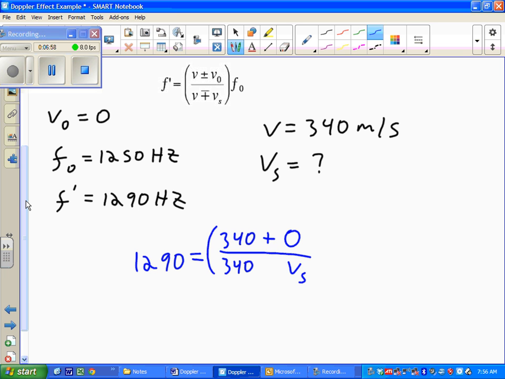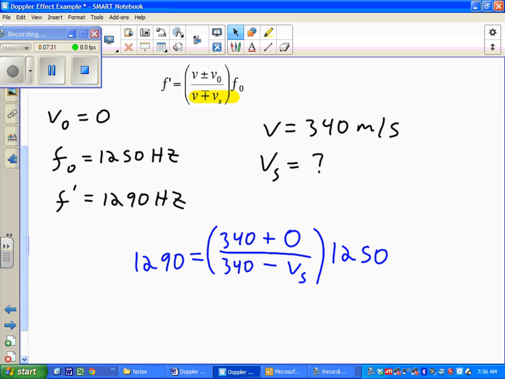This sign in front of the vs is important because the bird is flying towards the bird watcher. We're down here in this bottom term right here. The towards is the top sign. So that is the negative sign. It needs to be negative for flying towards the bird watcher. And then we have our f naught at the end, which was 1250. All right? And so now we just need to solve this thing for Vs. So it just turns into a straight algebra problem.